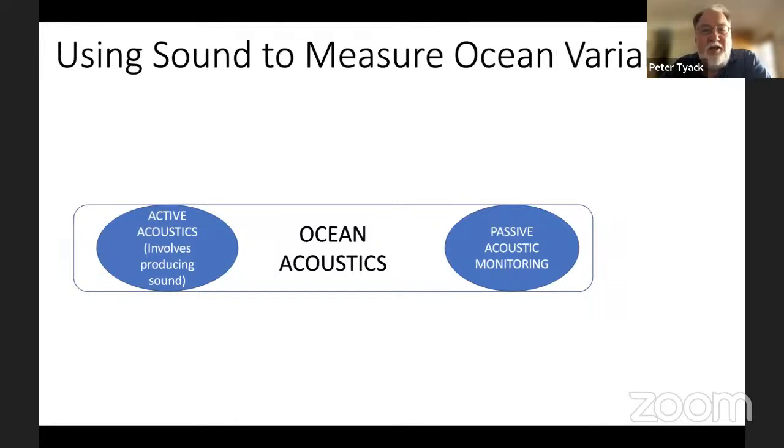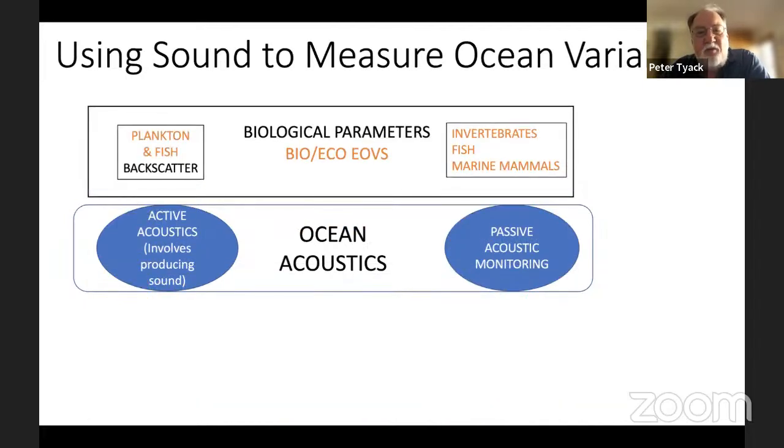So what about using sound to measure ocean variables? Ocean acoustics is in general split into 2 fields: active acoustics, which involves producing sound, like a depth sounder or a sonar, and then listening for the echoes, and passive acoustic monitoring, which involves listening to other things that make sound in the ocean. In terms of the biological parameters that can be measured, and in orange are the actual essential ocean variables, you can measure sounds that invertebrates, fish, and marine mammals, or plankton and fish make. You can also measure backscatter.